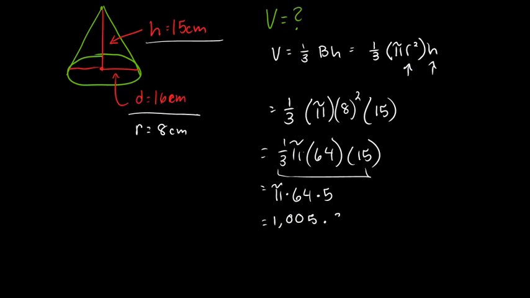1005 point, it does give me 309, so that would round up to 31 centimeters cubed since we are looking for volume.